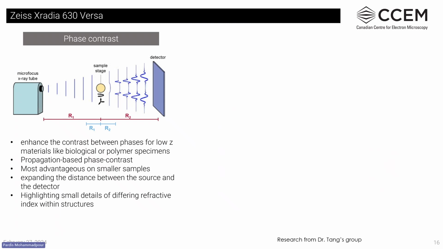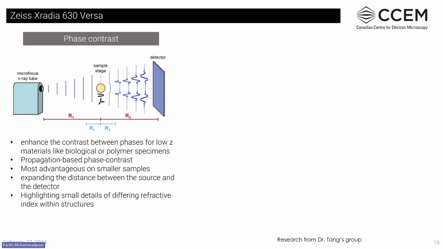Phase contrast is one of the techniques that can be applied in our X-Radia system to enhance the phase contrast between phases in low Z materials like biological or polymer specimens. It's most advantageous on smaller samples, since high magnification objectives can be used to enhance the quality of phase contrast and limit the possible noise.